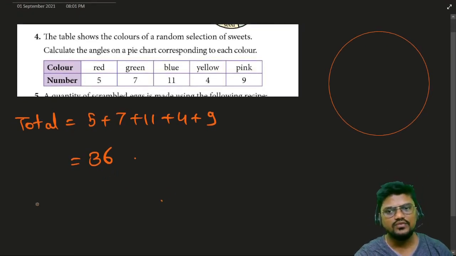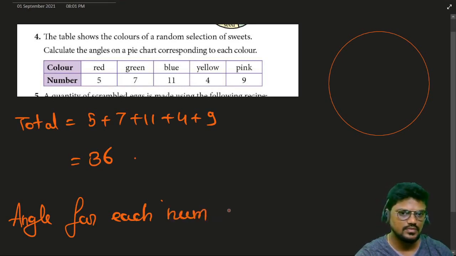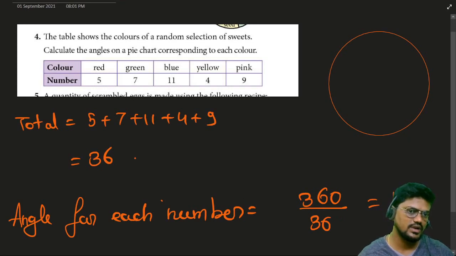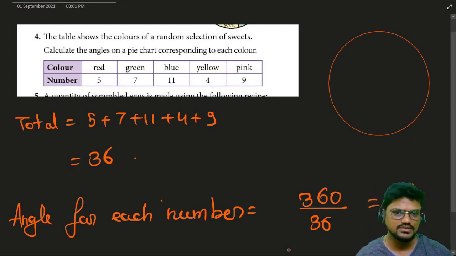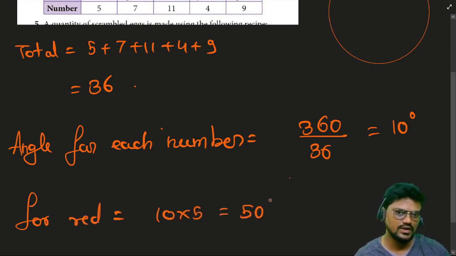So angle for each number. 360 is the total number of degrees which we have, and the total number which we have is 36. So if we calculate that, you get 10 degrees. So for each number we have to take 10 degrees. For red, it will be 10 into 5, that gives you 50 degrees, right?